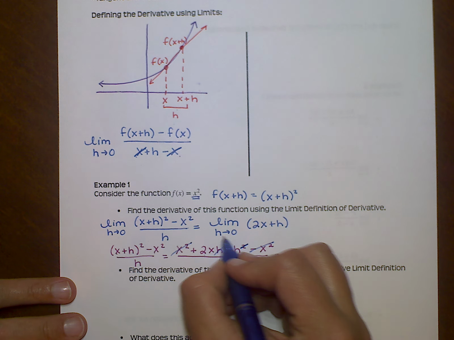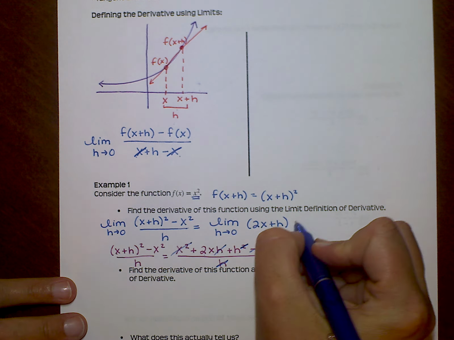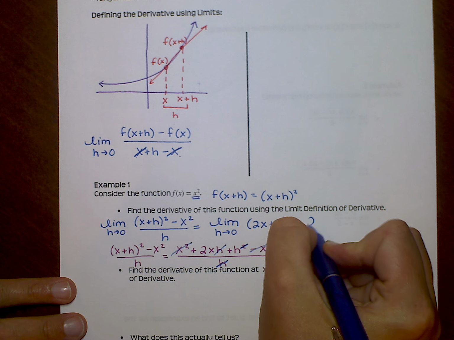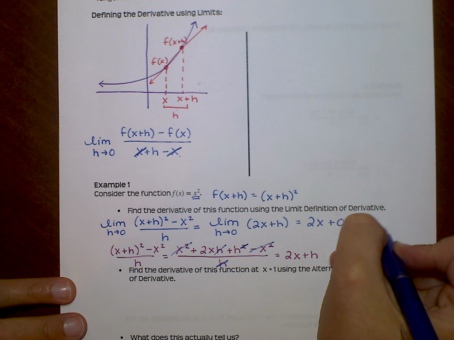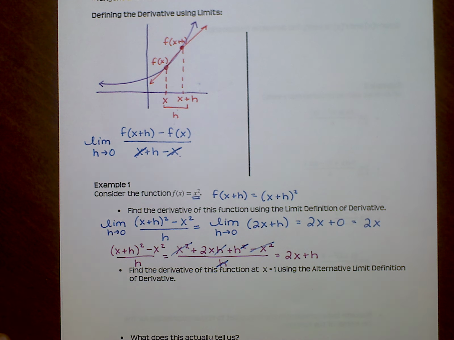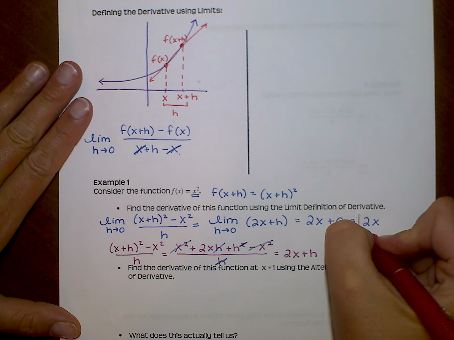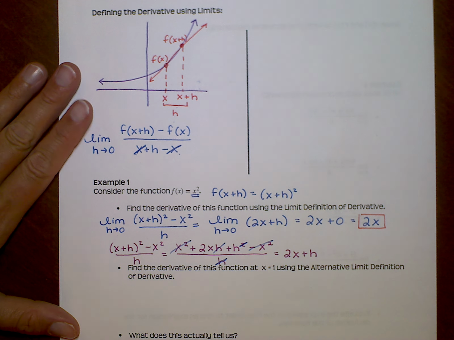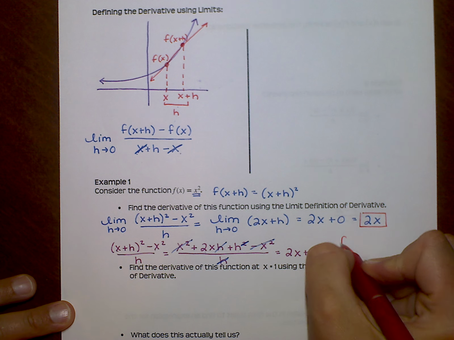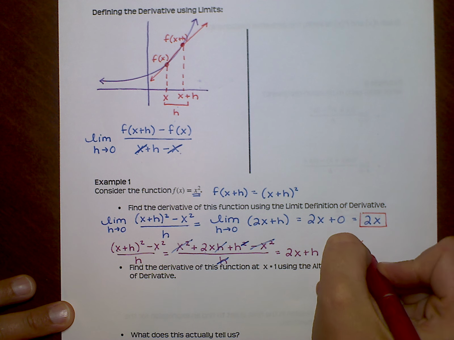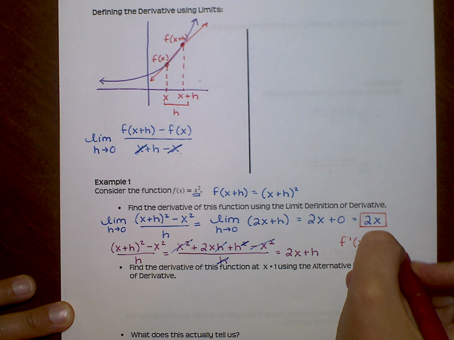And now, if I plug a 0 in for h, what I end up with is 2x plus 0, or in other words, just 2x. That right there is my answer. Okay, the 2x is my answer. The way I would actually write it is I would say f prime of x is equal to 2x.